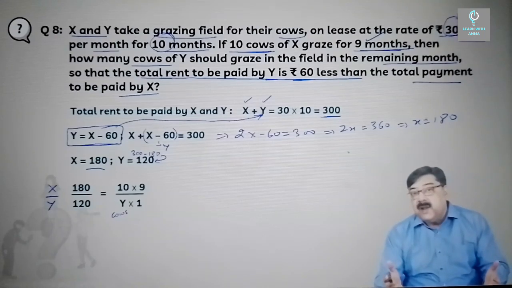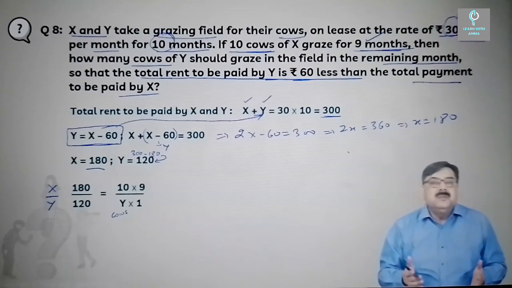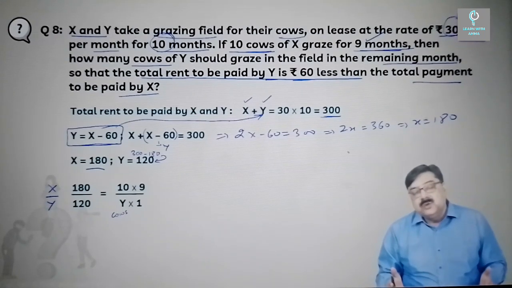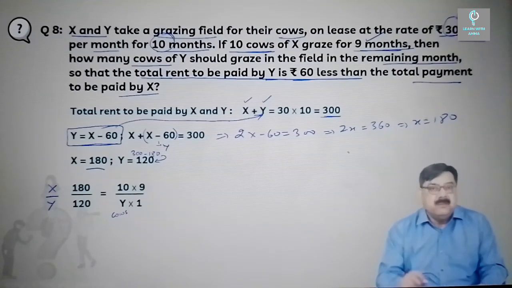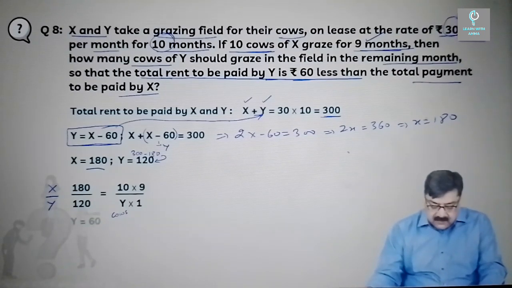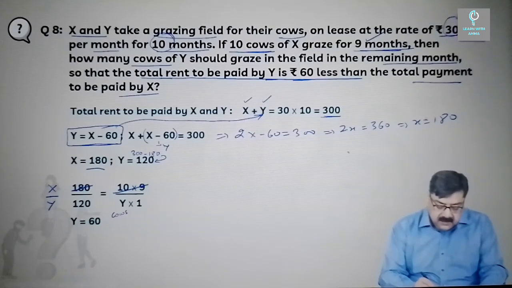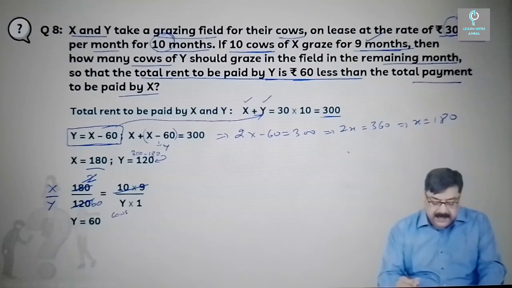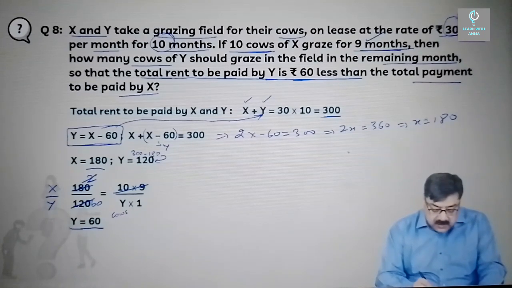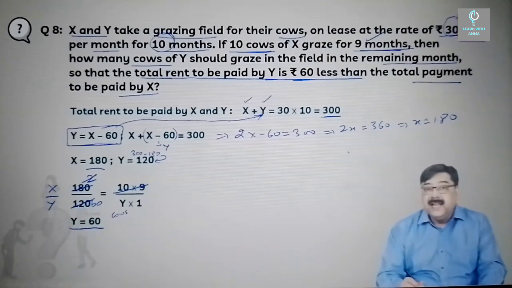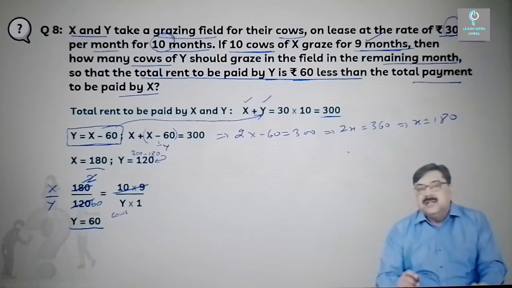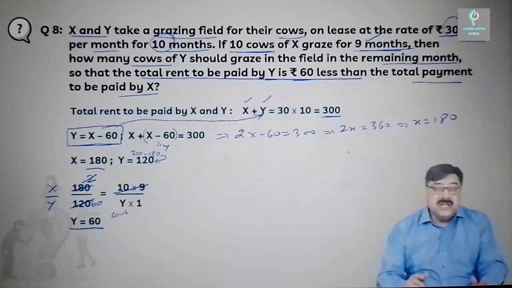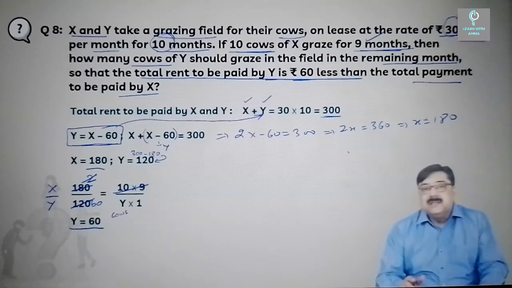So how many cows of Y should graze the field? Y is eligible for how many cows to graze in this field for the remaining 1 month? So just resolving this, as we know, 9 into 10 is 90. So 180 goes by 2, and 120 goes by 60. So 60 cows of Y can graze in the remaining last month in this particular field, so as to ensure that Y did justice to the payment he made towards the rent.